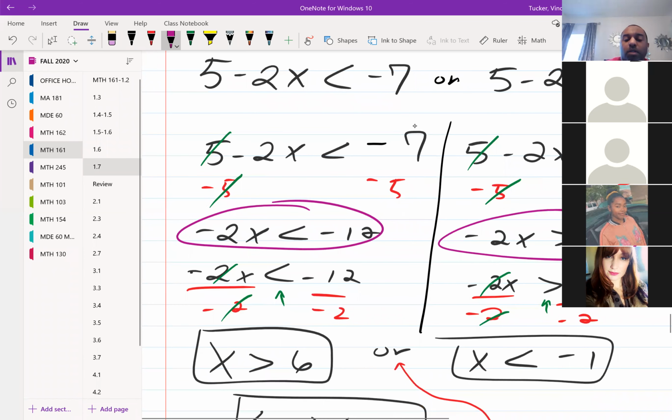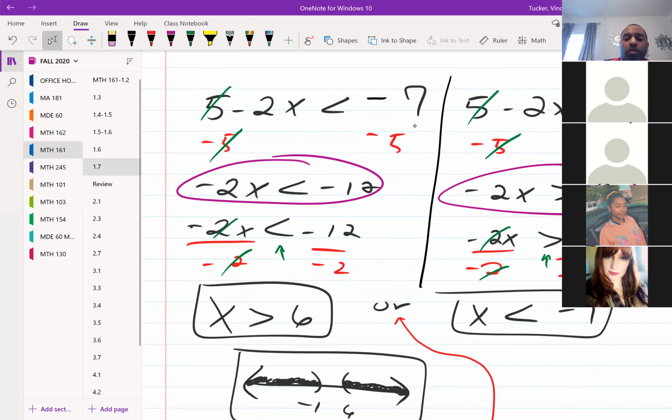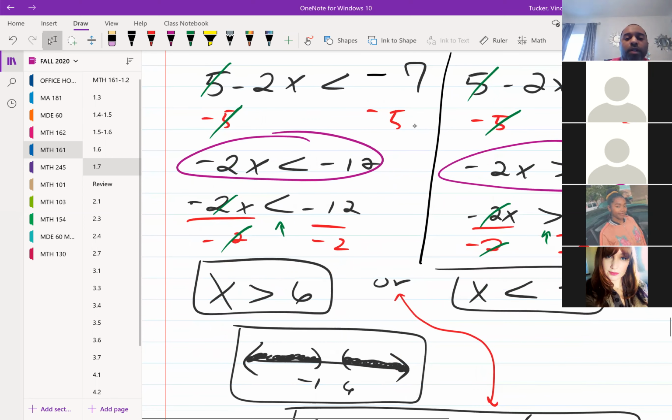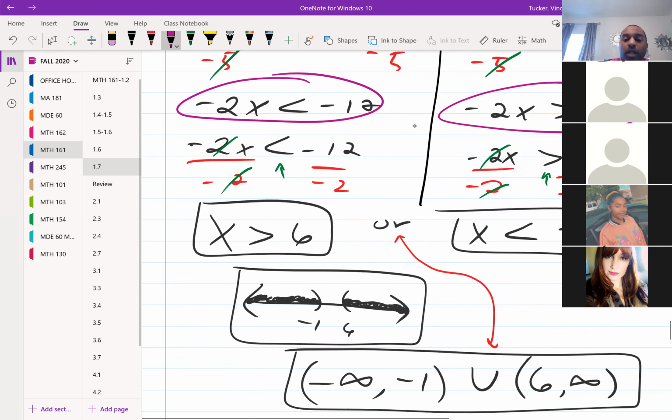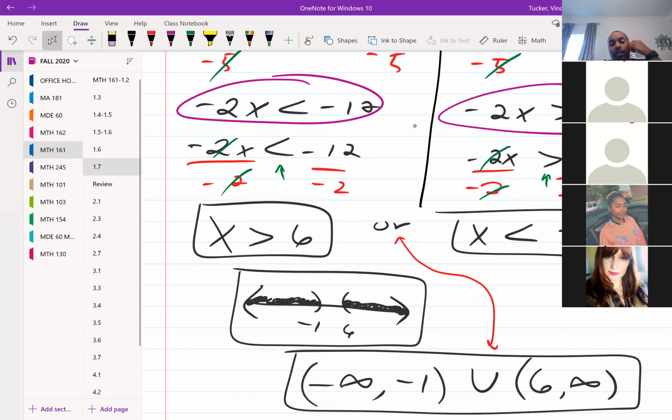All right. So we have x is greater than 6. So you're going to shade to the right of 6. And also x is less than negative 1. Shade to the left of negative 1. And then my interval notation reflects the same thing. Talking about going from negative infinity to negative 1. Use our union sign. That's the same thing as or. And then 6 to positive infinity.